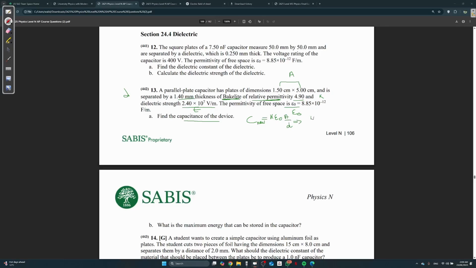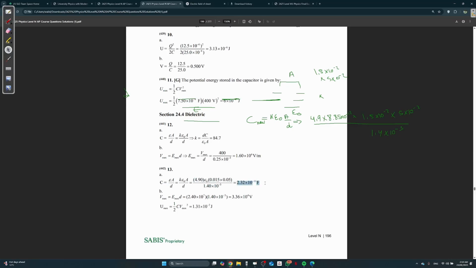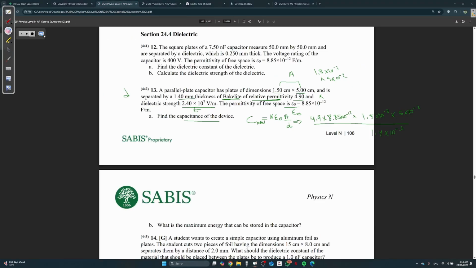So it's going to be K 4.9, epsilon 0 is 8.85 times 10 to the minus 12, times the area 1.5 times 10 to the minus 2 times 5 times 10 to the minus 2, over the distance, which is 1.4 times 10 to the minus 3. Now, putting this on your calculator, I did it here. Okay, perfect. You get this. So that should be your capacitance.